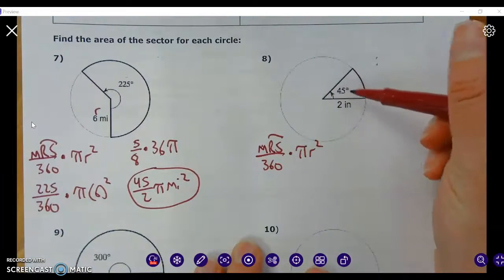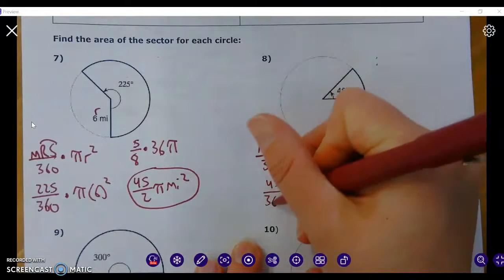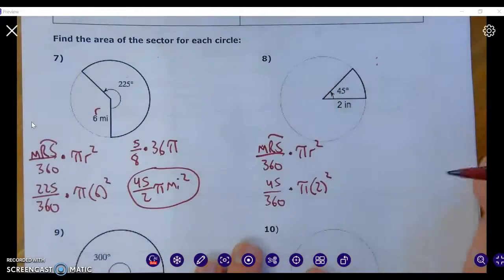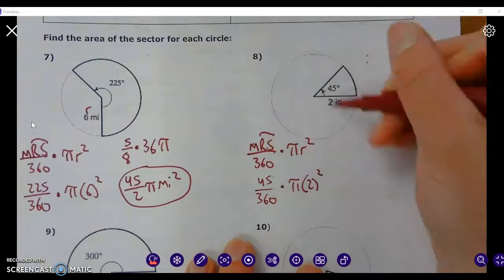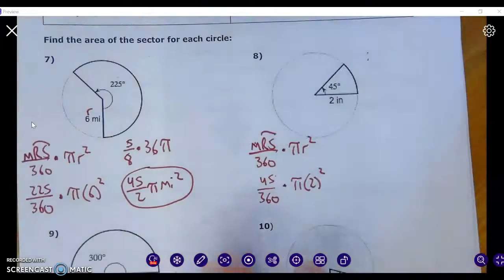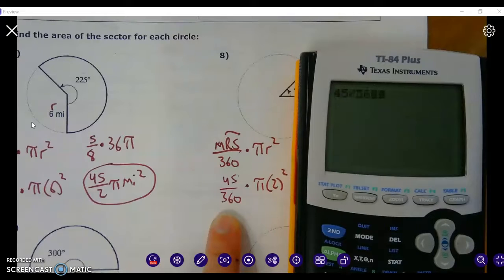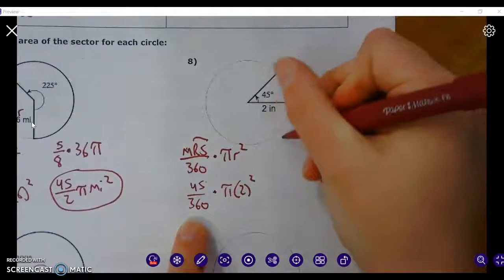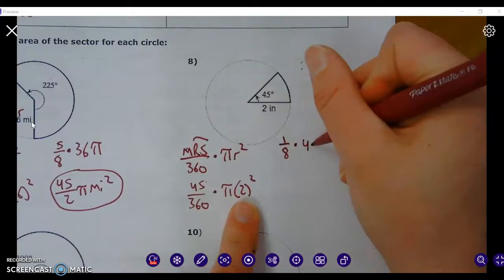Okay, so first thing I'm going to plug in the arc, the angle measure, so 45 divided by 360 times pi radius squared. Okay, so I took that 45, plugged it in, took the 2 inches, plugged it in. Now I'm going to start by simplifying this 45 over 360. Turn that into a fraction, so that should be about 1/8. So we get 1/8 times 2 squared is 4, so 4 pi.